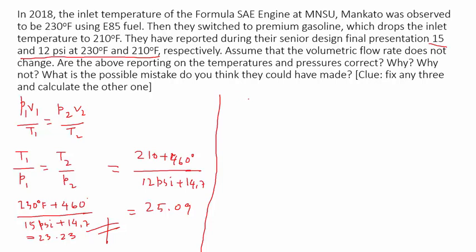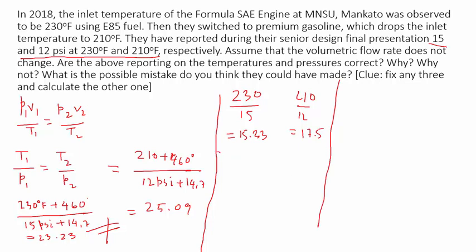It could be that they simply did 230 by 15, which I found to be 15.33, or 210 by 12, which I found to be 17.5. So that's not equal either. So that is not it. So this is scenario 1, the correct scenario. That's scenario 2, wrong. Scenario 3 is also wrong.